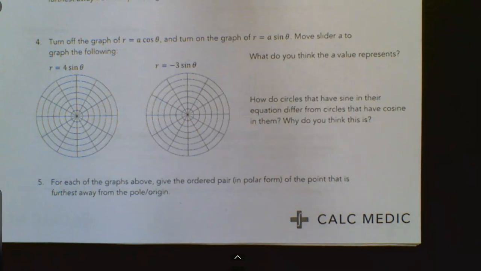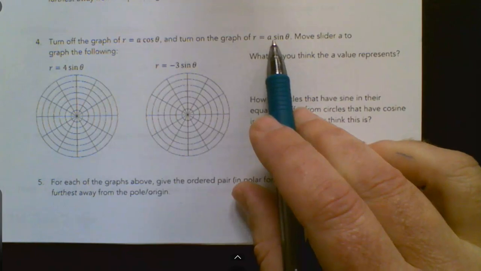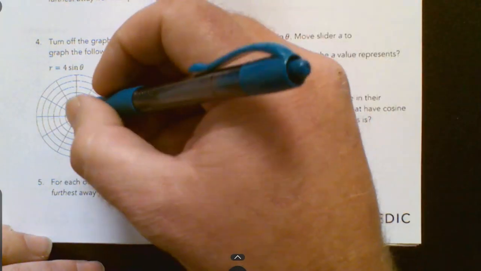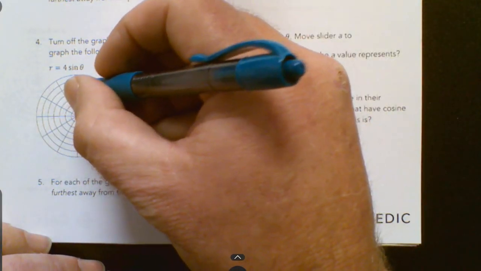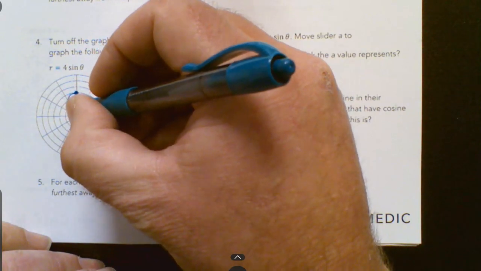The next part is the same thing, but with sine graphs. As cosine goes left and right, we know sine goes up and down. So here's your model. Again, the A value is still your diameter. If it's positive, you'll go up. So we're looking at going up 4, and that gives me the highest point of my circle.